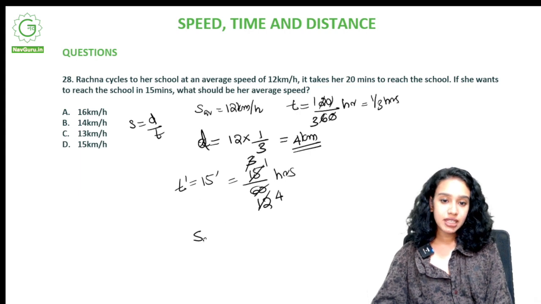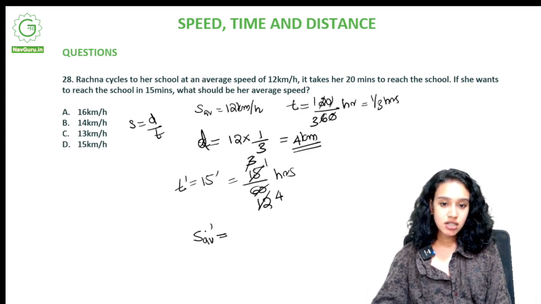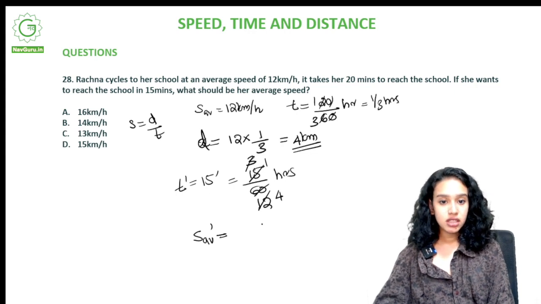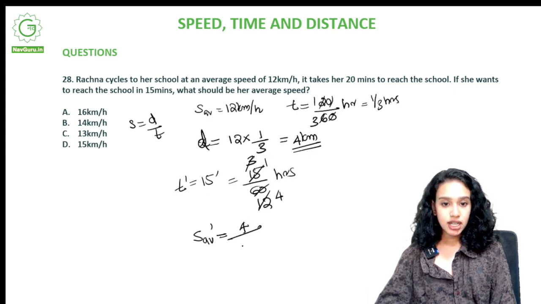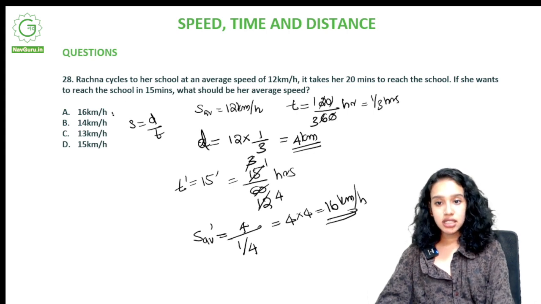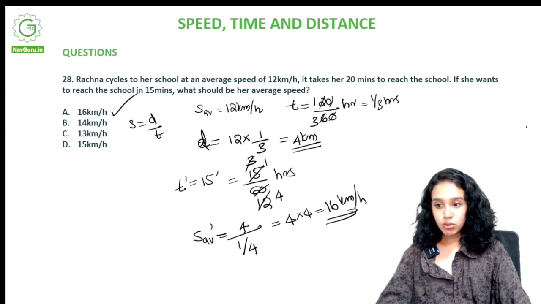Now we have to find the new average speed she should have. So we have the distance to be traveled as 4 and the time is 1 by 4. So 4 into 4 is equal to 16 kilometers per hour. So the answer is 16 kilometers per hour.